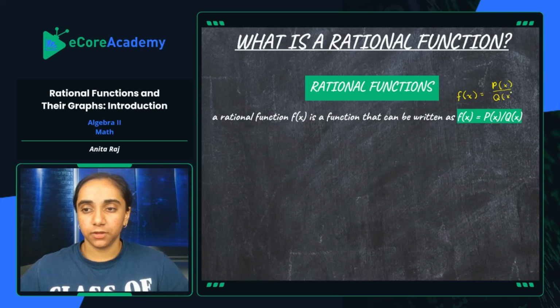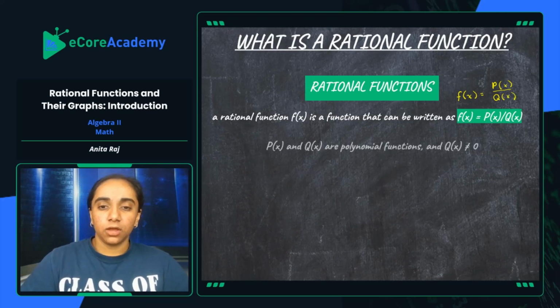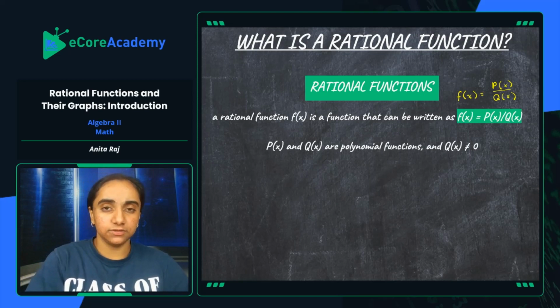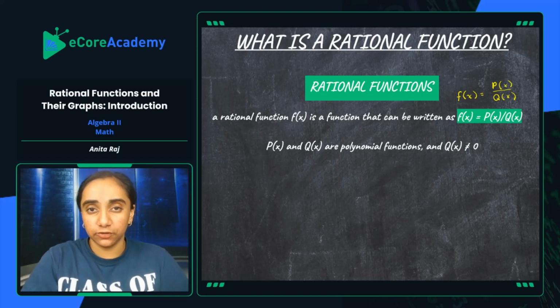Same thing. All right. P of x and q of x are polynomial functions, and q of x does not equal 0. So let's break down what that means. Remember, p of x and q of x are polynomial functions. Remember, that's what we were going over last unit.